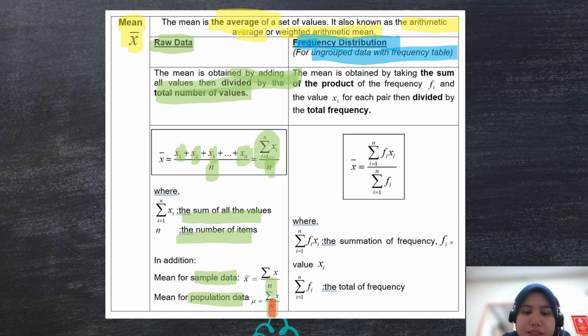The difference here is just this one. I'm sorry, the color is not clear there. It is capital N, and that is the notation for the mean of a population.